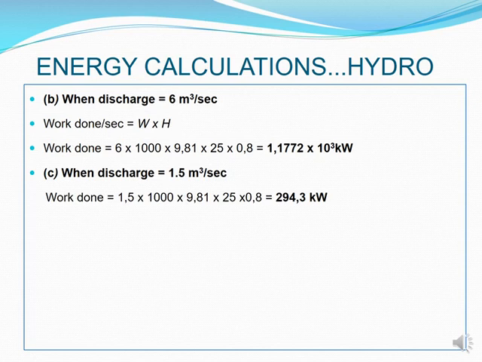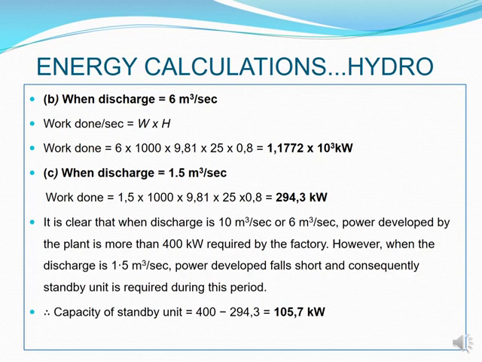Then your last one will be for the 1.5 cubic meters per second, and the work done there will be the 1.5 times 1,000, then multiplied by our H, which is the 9.8 times 25 times 0.8, and we get 294 kilowatts.